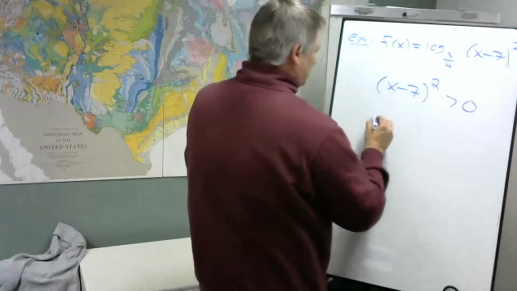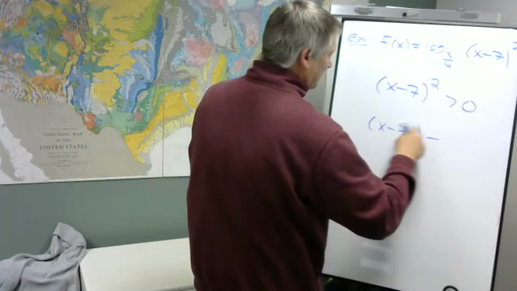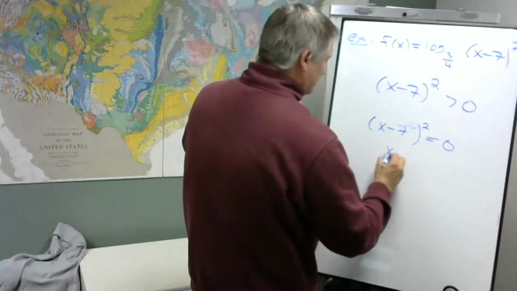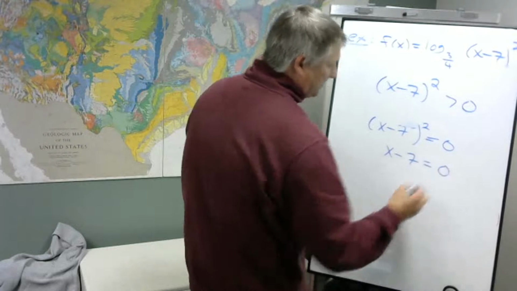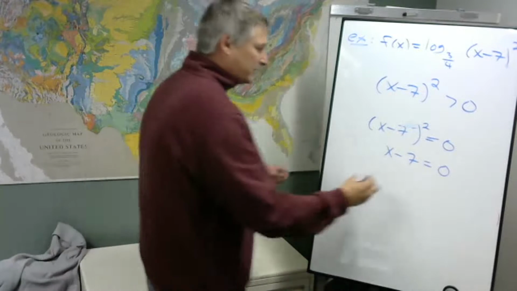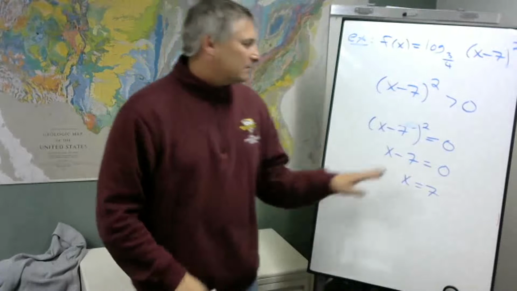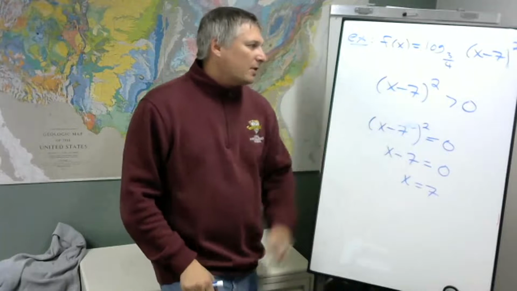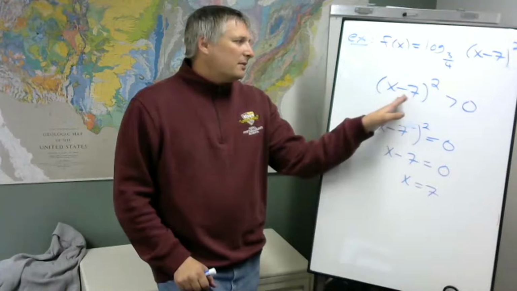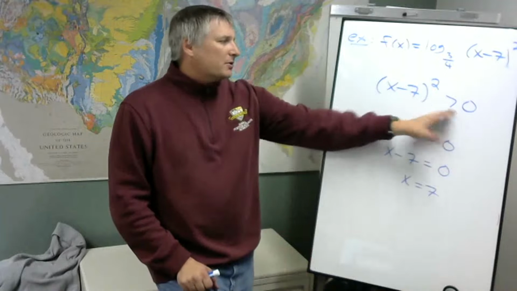So what we can do, if we set this equal to 0, square root both sides. The square root of 0 is just 0. We're going to get x equals 7. So we find out this is going to cause a problem only when x is 7, because when x is 7, this is going to be equal to 0. Now it's always going to be greater than 0 if x isn't 7.